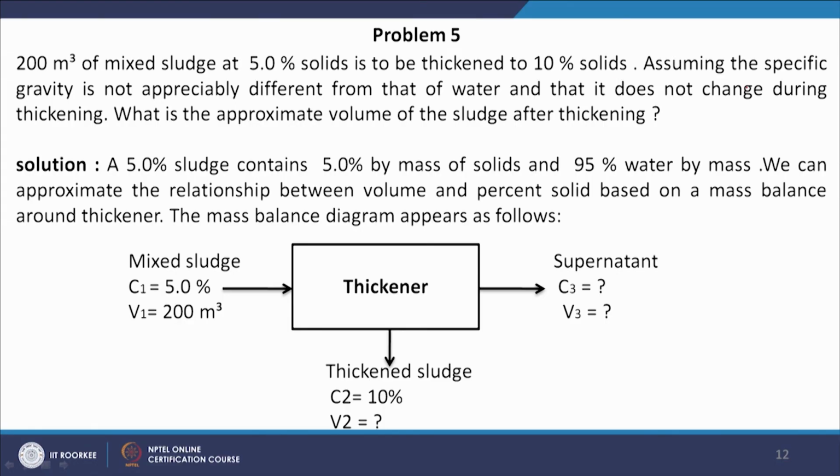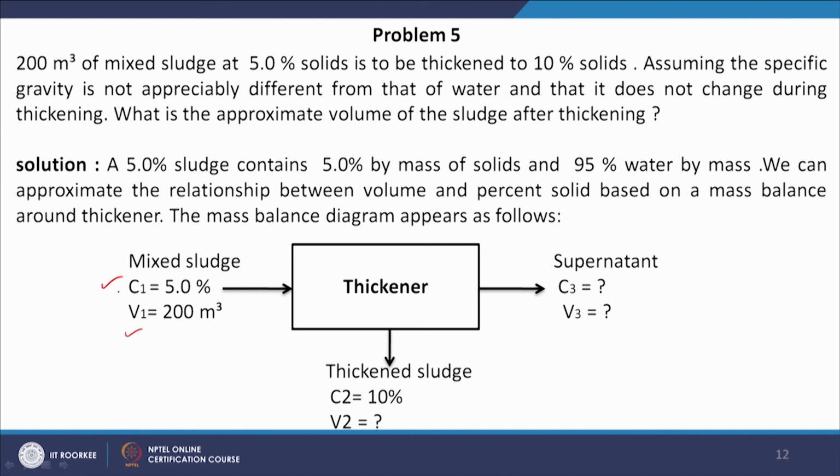Next, problem 5. The statement is: 200 meter cube of mixed sludge at 5% solids is to be thickened to 10% solids. Assuming the specific gravity is not appreciably different from that of water and it does not change during thickening, what is the approximate volume of the sludge after thickening? So, this is also a problem related to the thickening process. We will see the mass balance of this, if we have a thickener. Here, for the mixed sludge, the volumetric flow rate is given and the concentration is also given.